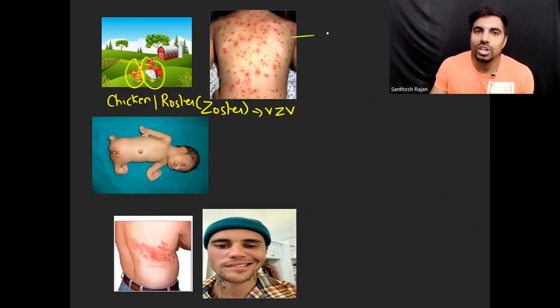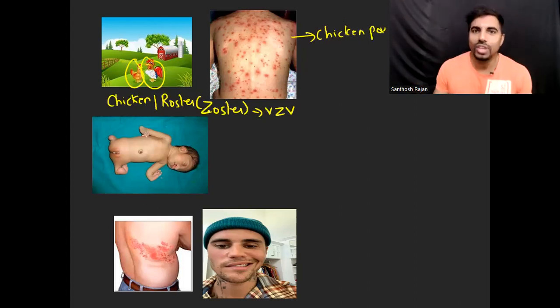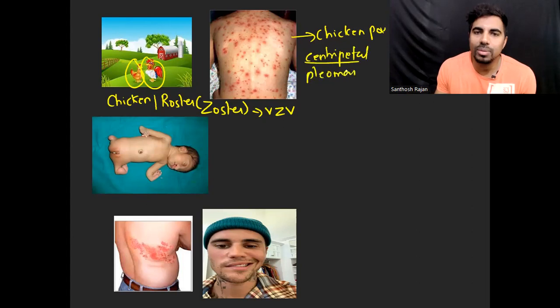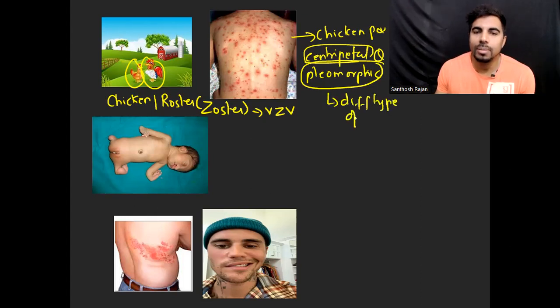This is chickenpox. Chickenpox lesions are like this. Chickenpox always starts, as you remember from childhood, in the center and goes outward. So we call it centripetal. And pleomorphic, meaning the characteristic lesion of chickenpox is pleomorphic. You will see in your practice also, and this is a question asked frequently: centripetal and pleomorphic. There are different types of rashes at the same time: some blisters, some macules, some papules, all at the same time.